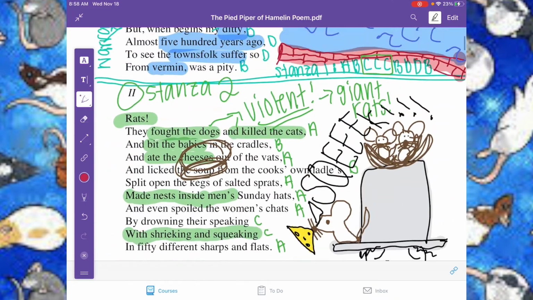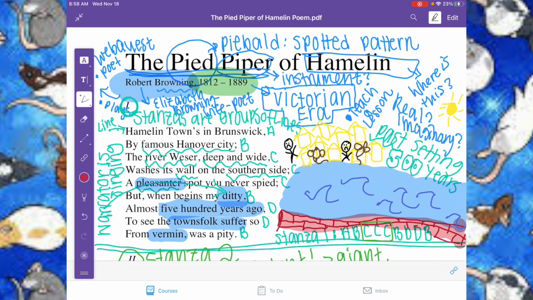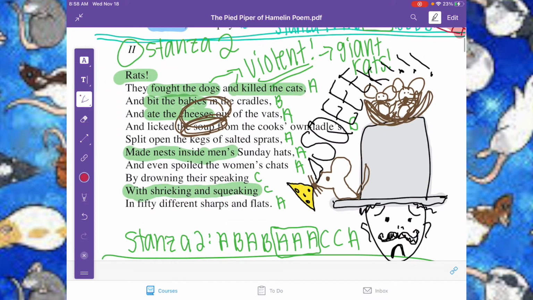Okay, so far we have this beautiful, amazing town. You've never seen a more pleasant spot. And the townspeople are suffering. They're sad. There's rats everywhere. This is a huge rat problem. They're making nests inside their clothing. They're eating their foods. They're violent. They're hurting dogs, and they're killing cats. I mean, this is a big rat problem.